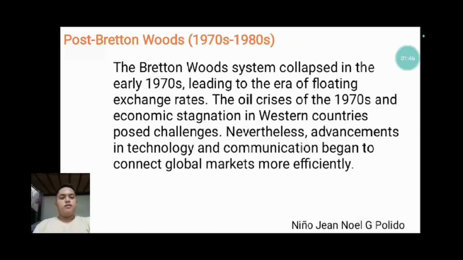Post-Bretton Woods, 1970s to 1980s. The Bretton Woods system collapsed in the early 1970s, leading to the era of floating exchange rates. The oil crisis of the 1970s and economic stagnation in Western countries posed challenges. Nevertheless, advancements in technology and communication began to connect global markets more efficiently.